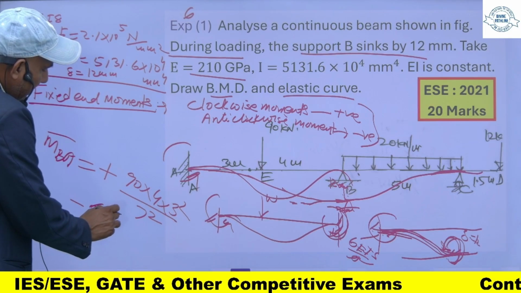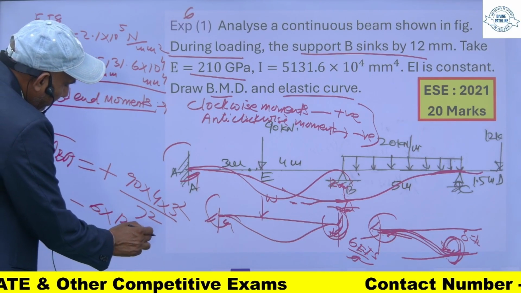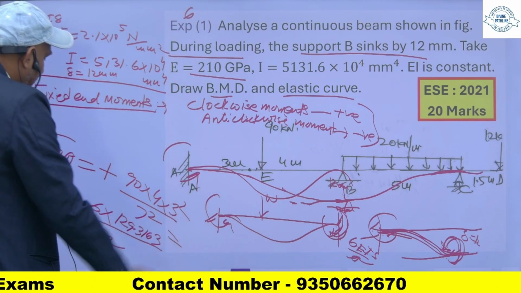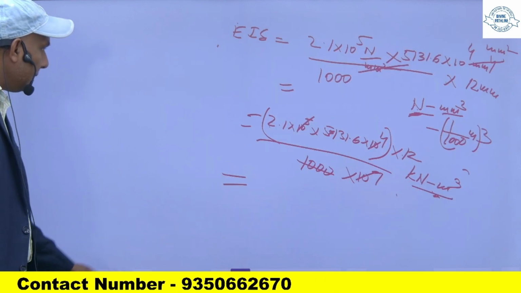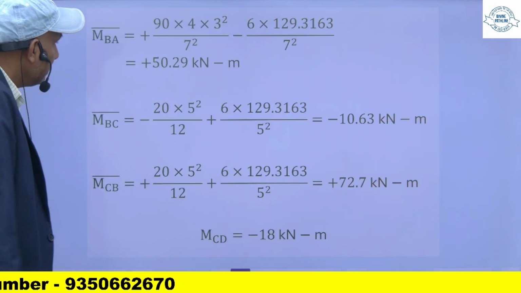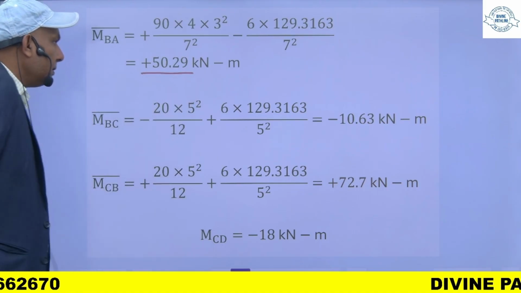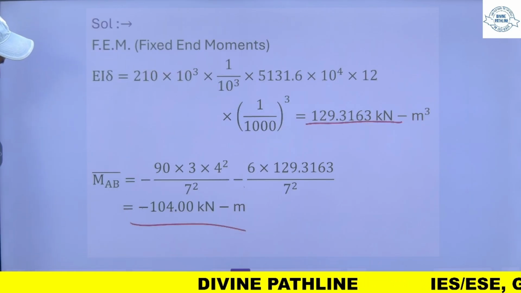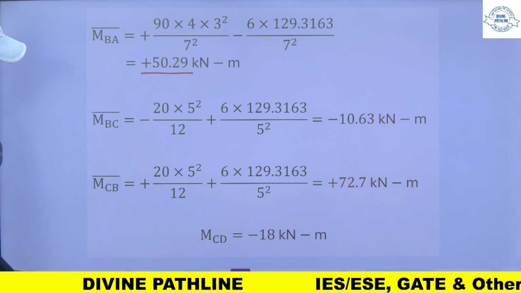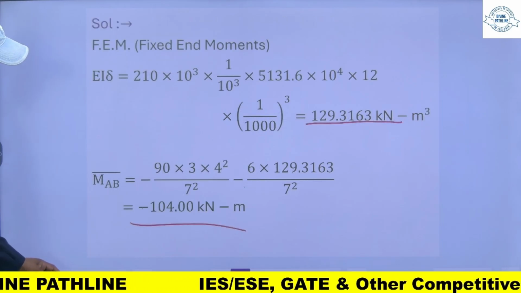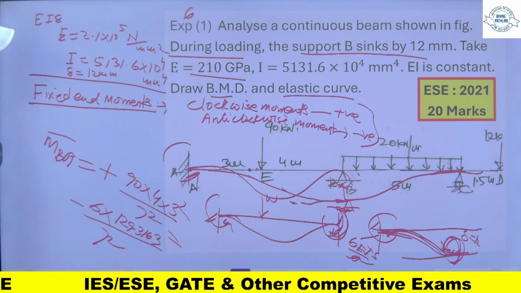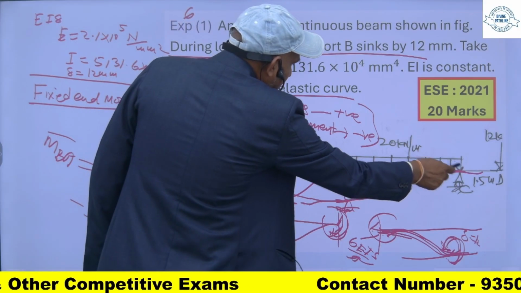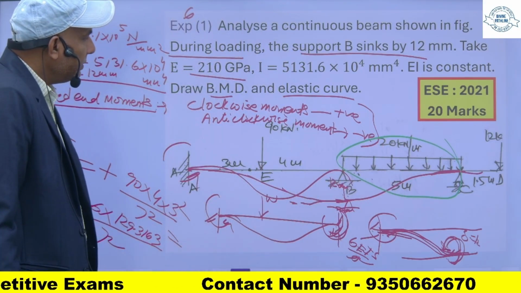6 EI delta is equal to 129.3163, which we have calculated, upon L square. L is 7 meter. So we will get the value of MBA, and MBA will be 50.29 kilonewton meter, and this is positive. MAB is equal to negative. Now my moment at this point, for this span, this is UDL.